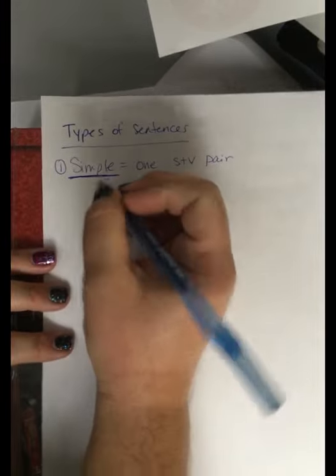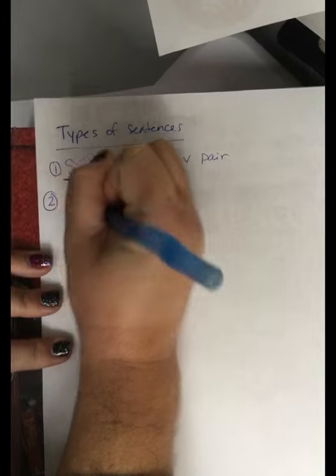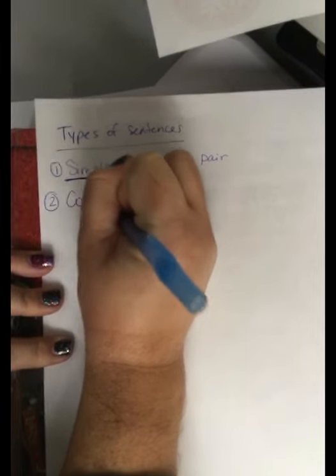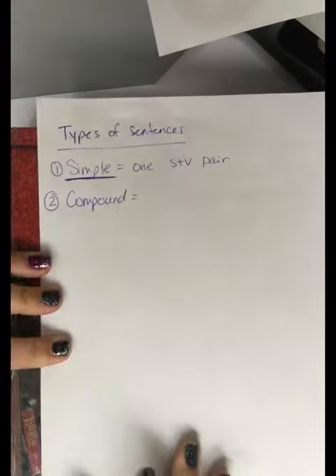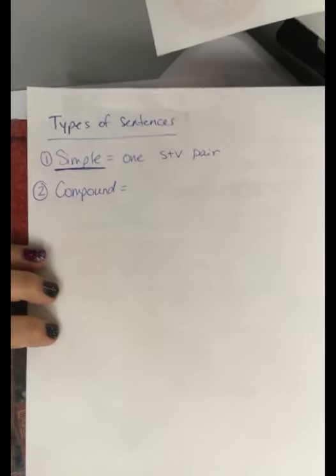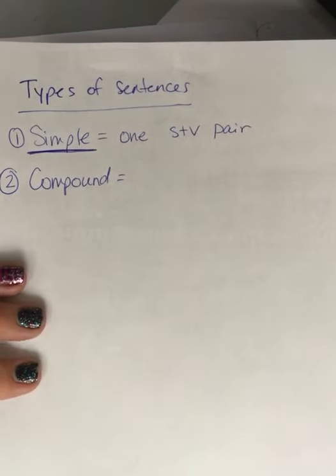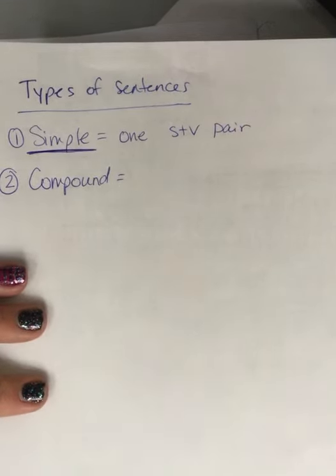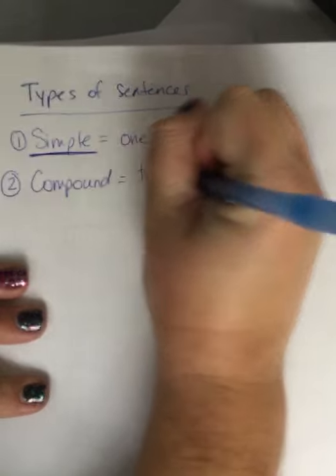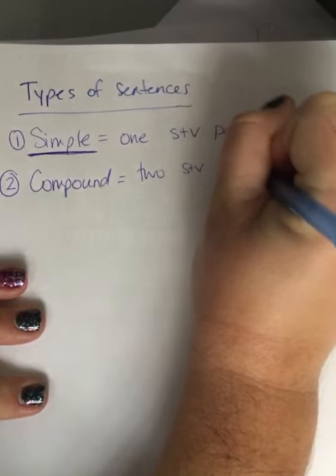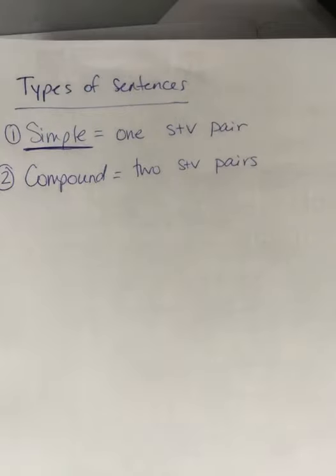The second type of sentence, another one that I know you know, is a compound sentence. And what does a compound sentence have? Two of, like, a subject or. Okay, a compound sentence can only have, well, I shouldn't say can, really should only have two subject-verb pairs.